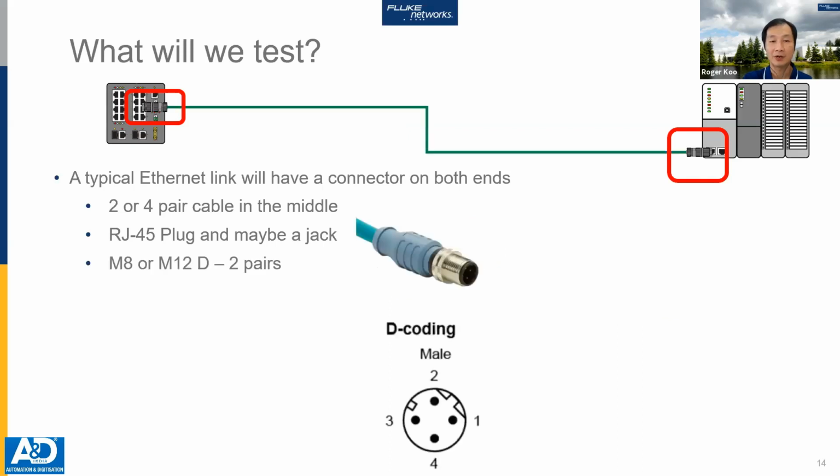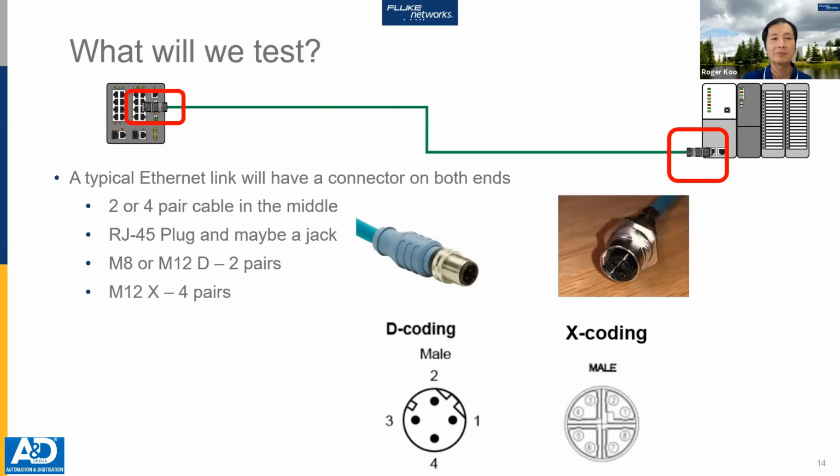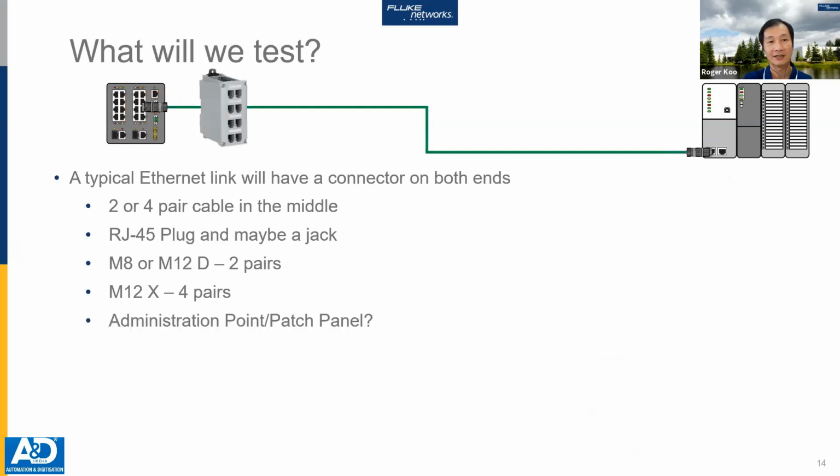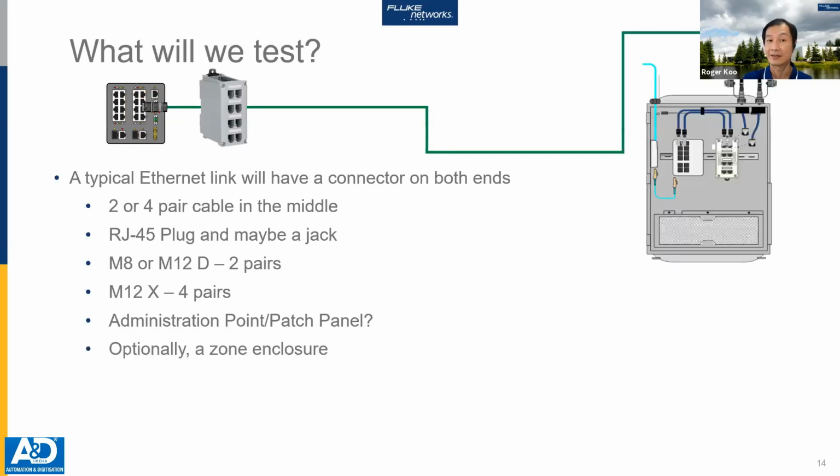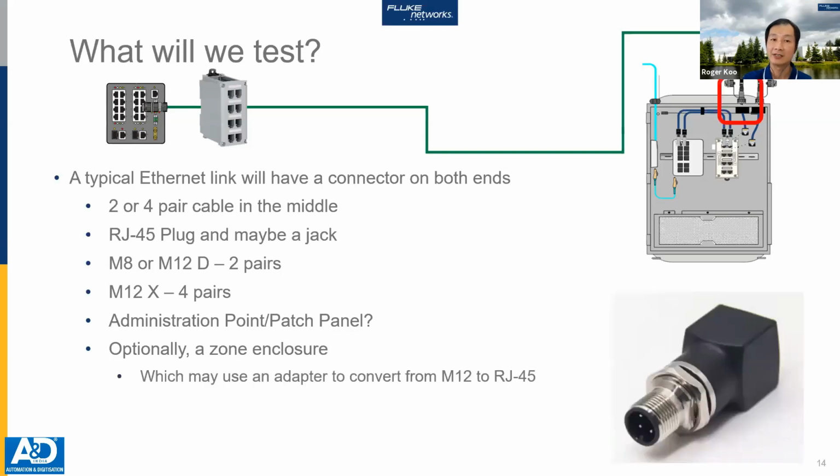The M8 or the M12 D-coded, which are 2-pair cable connectors, are being shown here. The M12 X-coded 4-pair connector is the one shown in this picture. Now within this link, there could be an initiation point for patching, so that's what is added. And at the end of it, there could be an optional zone enclosure where media converters usually reside. So in this picture, you see an adapter that converts the M12 to the RJ45 connector.